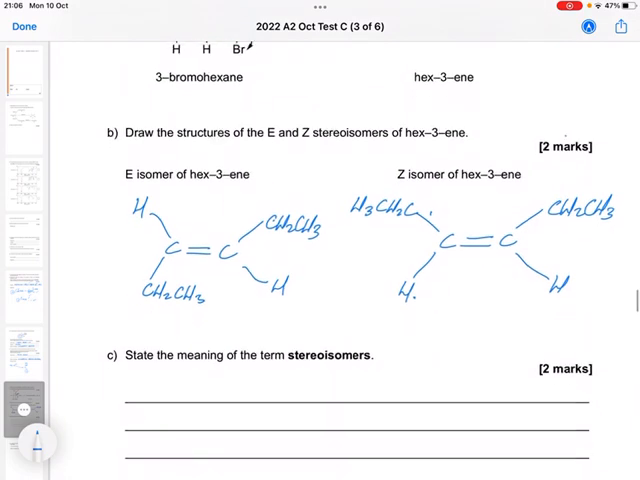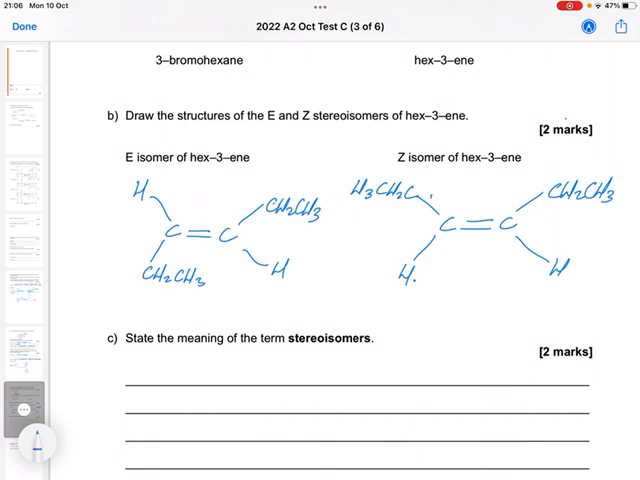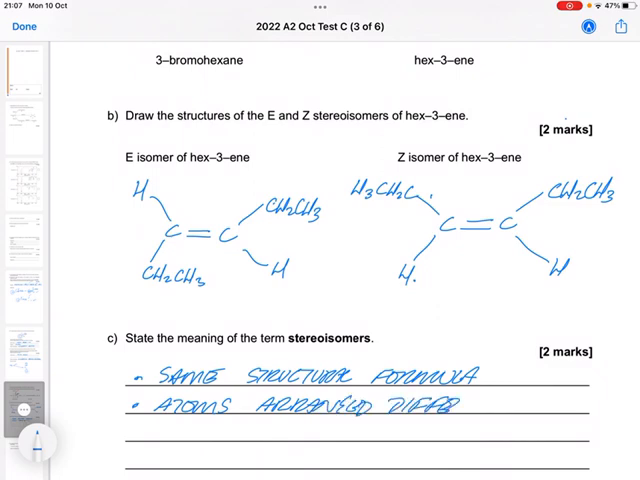Okay, so state the meaning of the term stereoisomers. So stereoisomers have the same structural formula. But the atoms will be arranged differently in space. So 1 mark for that and 1 mark for that.